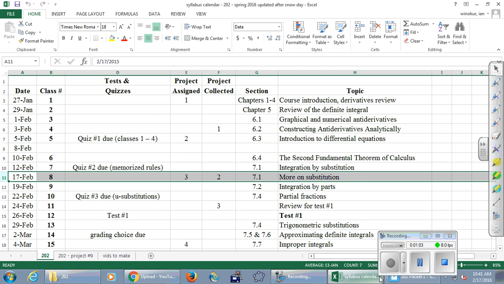Okay, so I think that is good. All right, and next class I will hand out a quiz that will be due next week. Any questions on the calendar? Quiz number 3, coming up.